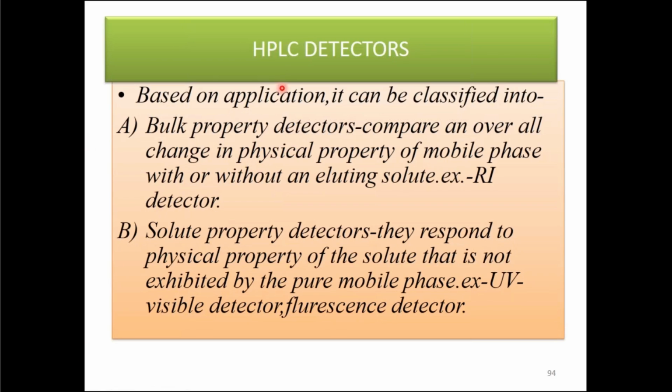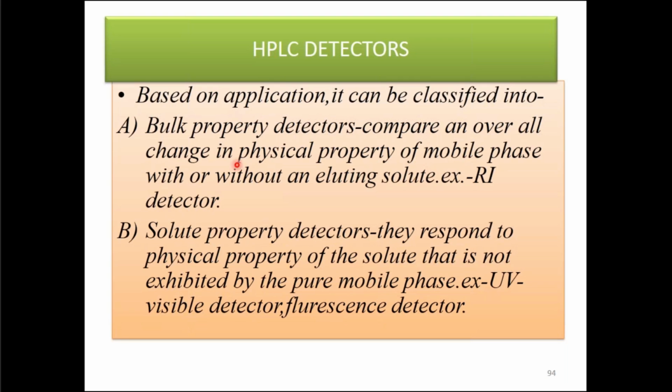So now we can start with HPLC detectors, and how they are classified based on their application. They are classified into two types: bulk property detectors and solute property detectors. Now, bulk property detectors compare an overall change in physical property of the mobile phase with or without an eluting solute. Example, the refractive index detector.